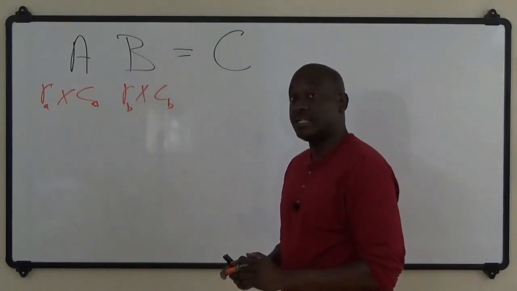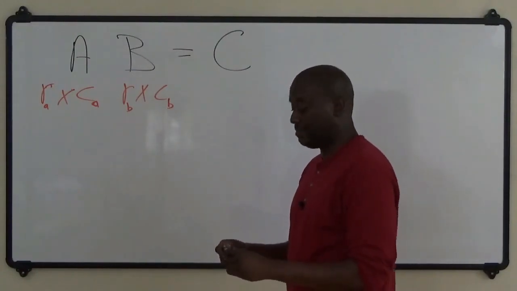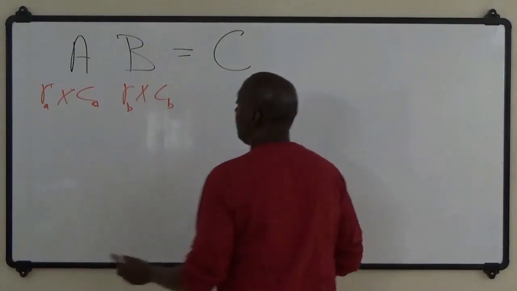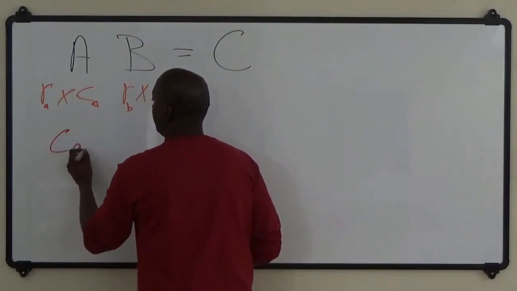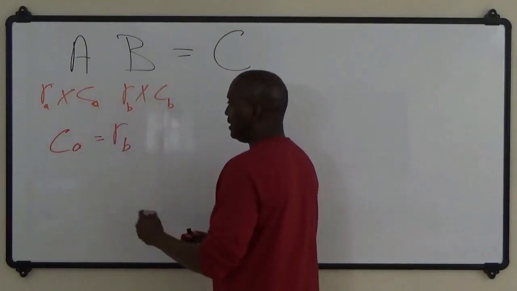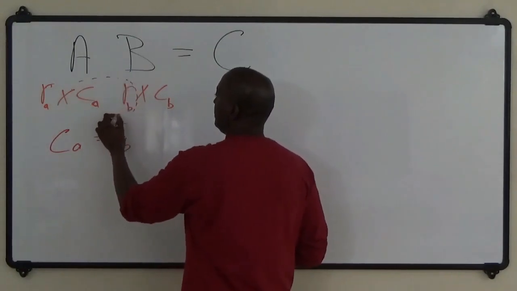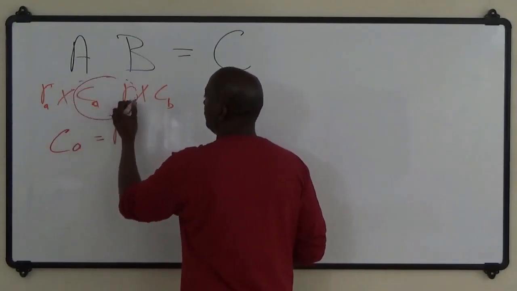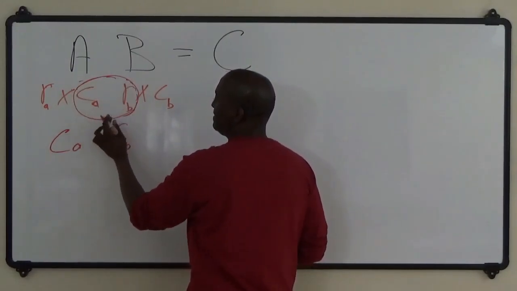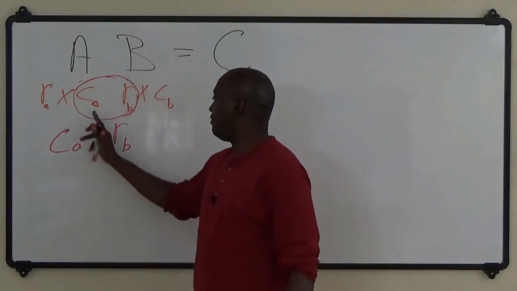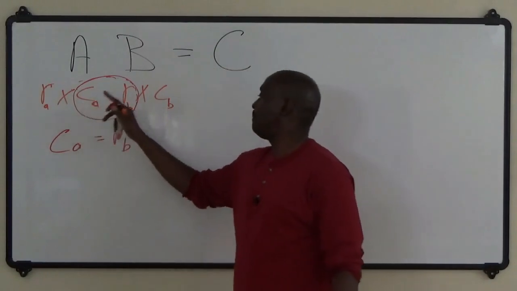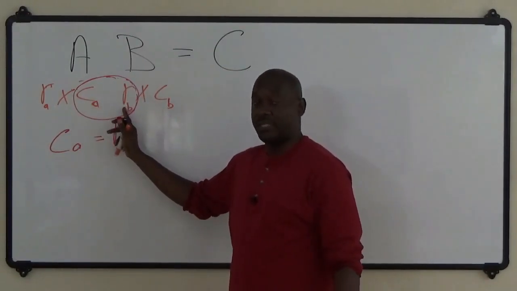So the essential condition for these two matrices to be multiplied by each other is that the number of columns in A must be equal to the number of rows in B. What we do in practice is circle the two to make sure that these two digits are the same. Whatever the number of columns in matrix A is, it must be equal to the number of rows in matrix B.